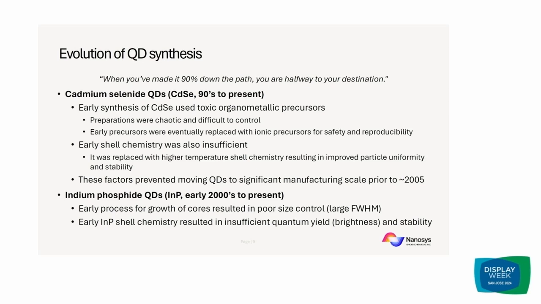Likewise, the types of shells that you could grow on indium phosphide were insufficient to produce the types of quantum yield, brightness, and stability that were needed for these commercial products. Since that time, we and others have invested a lot of work to correct all of these concerns, finding new chemical precursors to grow the cores, new shell chemistries, and understanding what it takes to create the correct types of crystal interfaces between the shell and the core.